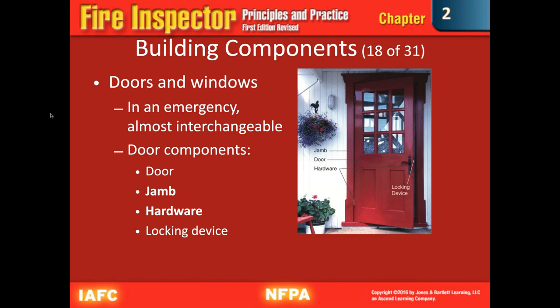For doors and windows, we are very good at getting through them when we need to. The door is the entryway itself. The jamb is the frame that the door sits in. Your hardware is your handles, hinges, and locks. That's important because we're going to start talking about fire escapes and what's acceptable for a door that is meant to be a means of egress from an emergency.